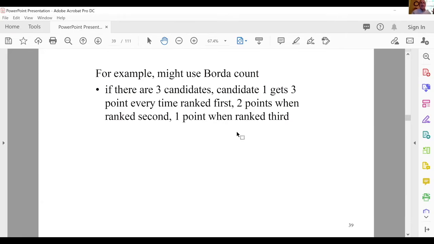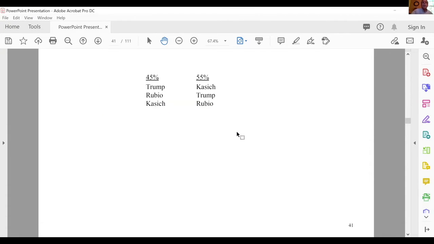So under the Borda count, and you've probably used this method, if there are three candidates and voters rank these three candidates, a candidate gets 3 points every time she's ranked first, 2 points when she's ranked second, and 1 point when she's ranked third. And then we just add up the points, and whoever gets the most points is ranked first, and whoever gets the second most is ranked second, and so on.